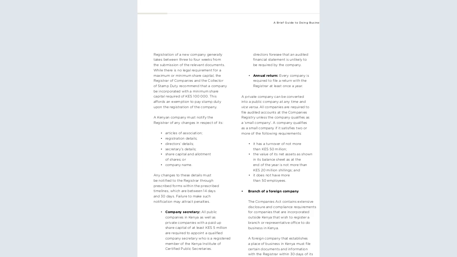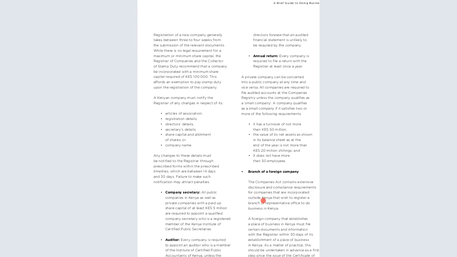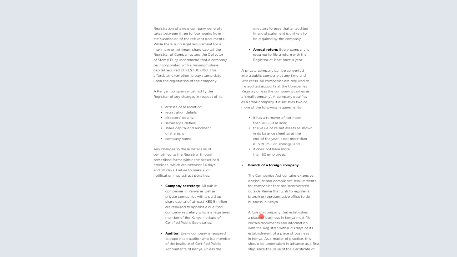Registration of the new company generally takes between 3 to 4 weeks from the submission of the relevant documents. While there is no legal requirement for a maximum or minimum share capital, the registrar of companies and the collector of stamp duty recommend that a company be incorporated with a minimum share capital of at least 10,000. This affords an exemption from paying stamp duty upon the registration of the company.